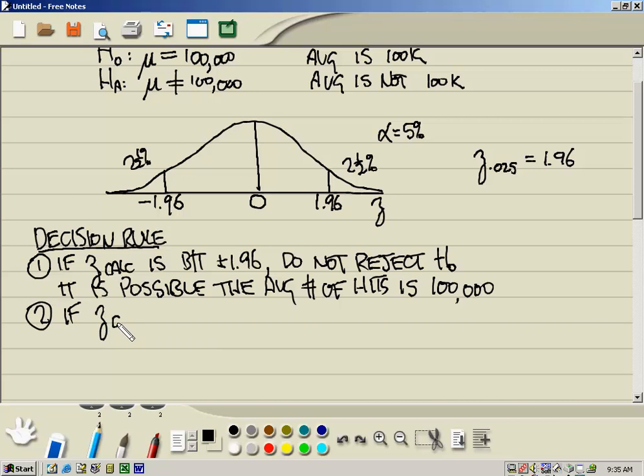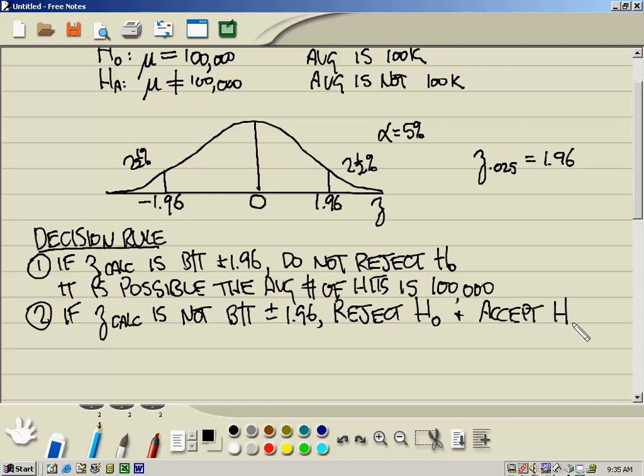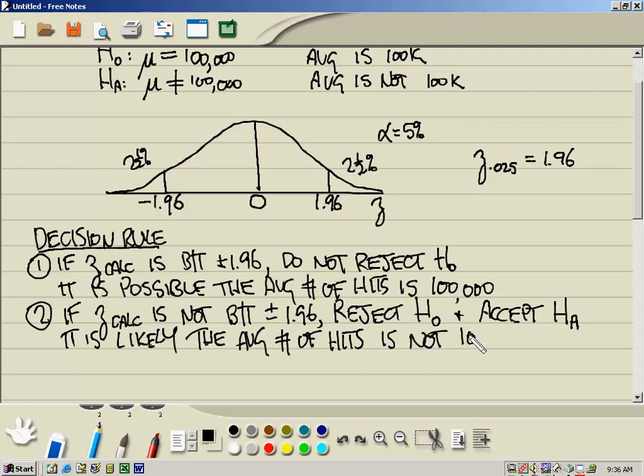Alternatively, if z-calc is not between the plus and the minus 1.96, then we will reject the null and accept the alternate and say it is likely the average number of hits per day is not 100,000.